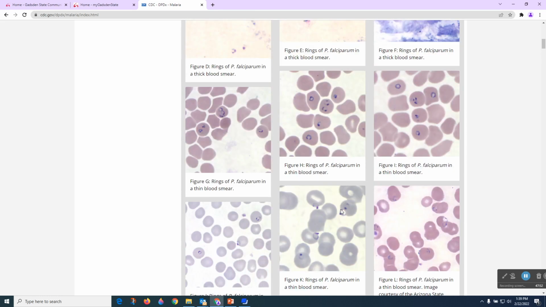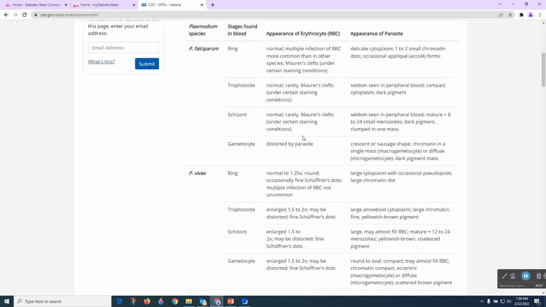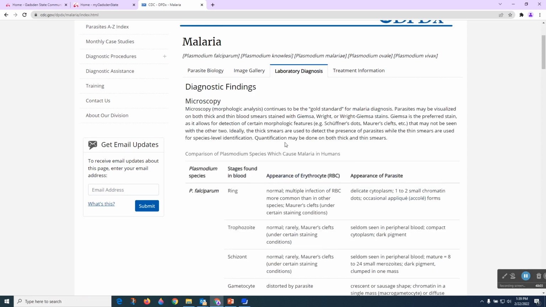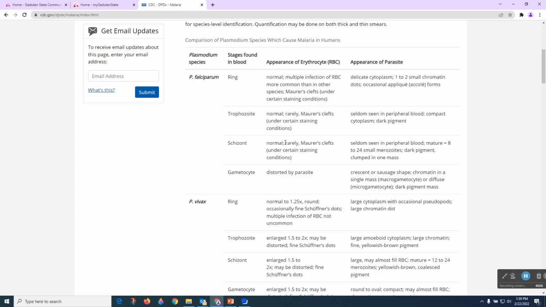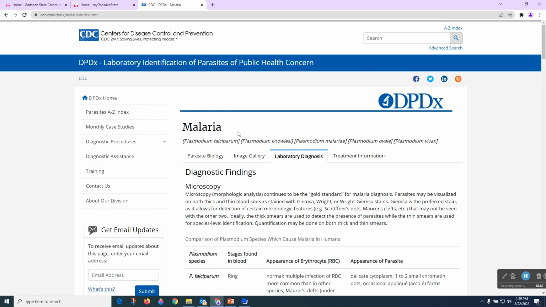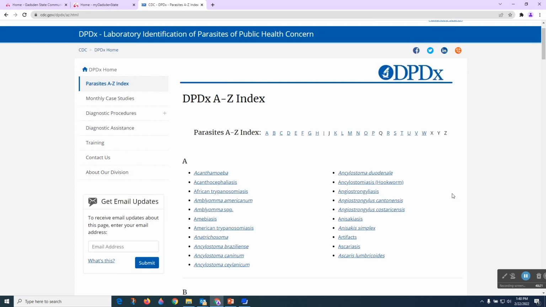There's also a laboratory diagnosis section and a treatment. We're not going to dwell on the treatment information very much. We might mention it in a few cases, but we are going to talk about the image gallery quite a bit, the life cycle, and some of the lab diagnosis. So very good website. Then you just go back to your A to Z index and pick another organism. A lot of good reference for you as we study this.